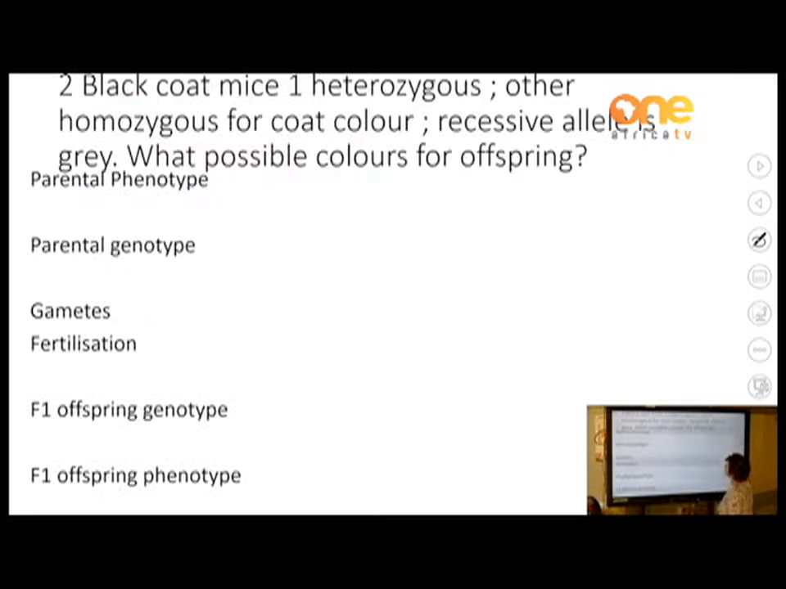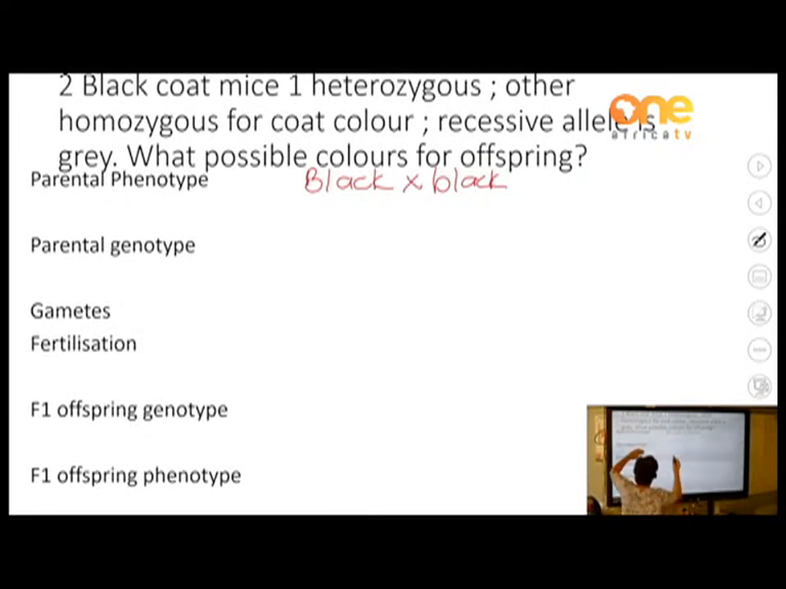Good. So let's take a problem. 2 black mice, one heterozygous, the other one homozygous, for coat color. 2 black mice. Recessive allele is gray. What possible colors for the offspring? 2 black. So, I will start with the parental phenotype. It is black that crosses with black. The one is heterozygous, and the other one is homozygous.